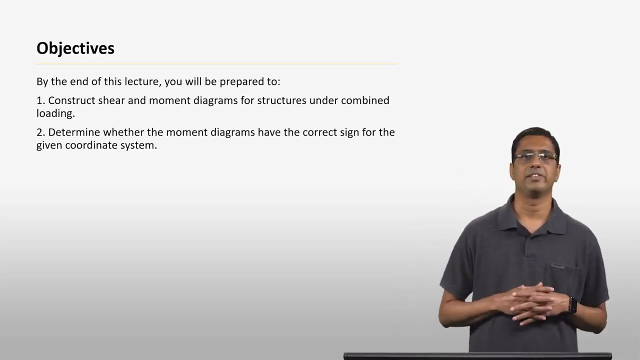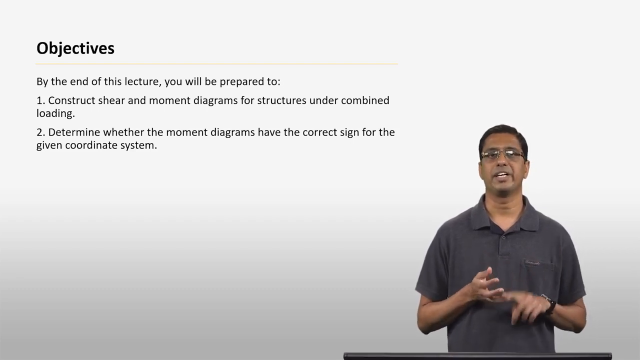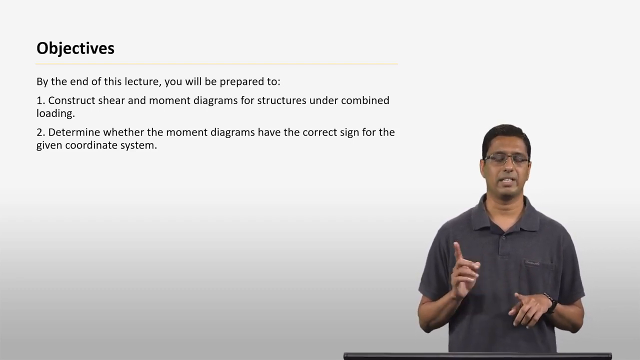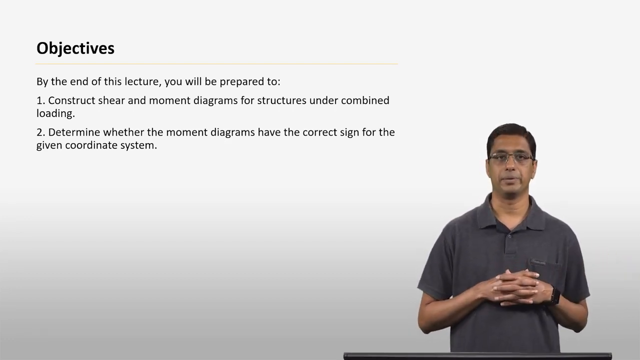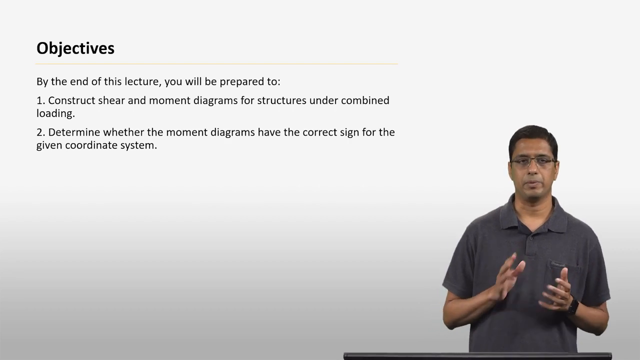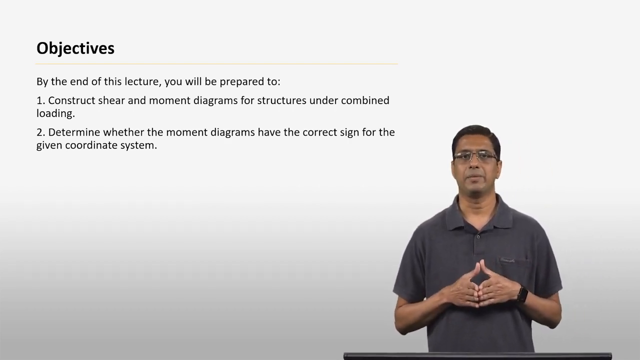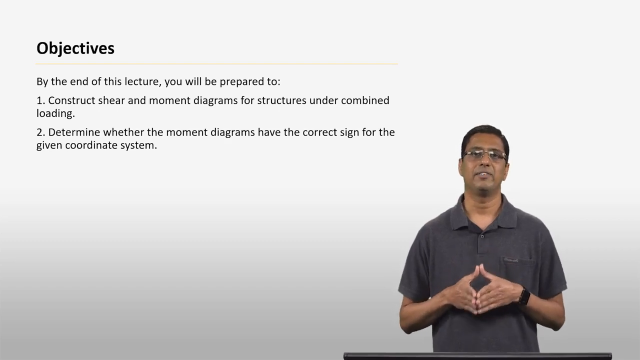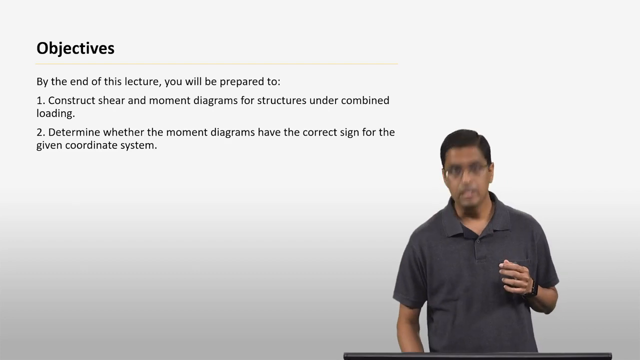By the end of this lecture, you will be prepared to do two things. One is you will be able to construct shear and moment diagrams for structures under combined loading. This is a little different from what you did for your 213. And the second thing, which is probably the most important thing that we'll learn today, is to determine whether the moment diagrams that we construct have the correct sign for the given coordinate system. Okay, let's look at the problem now.